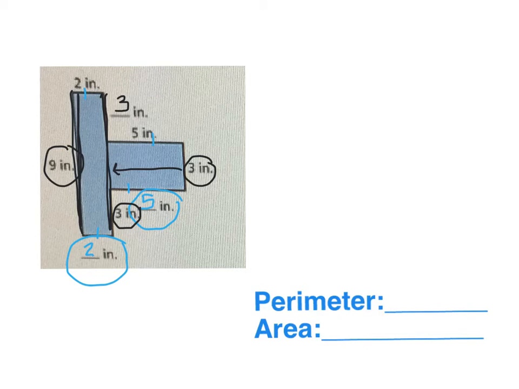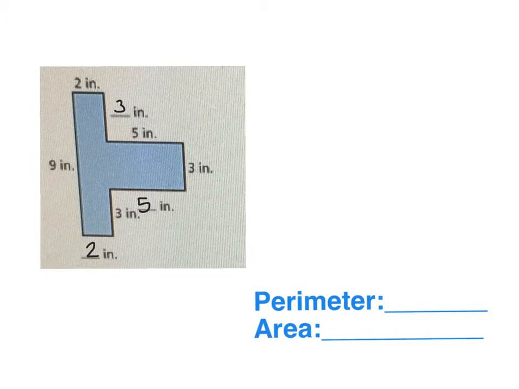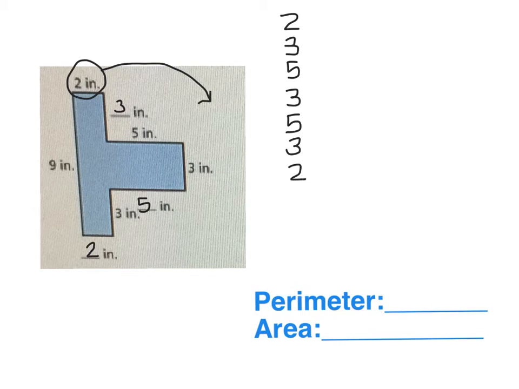Now that I've filled in my blanks, I can move ahead with finding my perimeter. When we find our perimeter, we always start at the top and we work our way clockwise through each one of the sides so that we don't miss any. Starting with 2, then I go 3, 5, 3, 5, 3, 2, and 9. I'm going to double check and make sure that I didn't miss any. I have 1, 2, 3, 4, 5, 6, 7, 8 sides, and I have 1, 2, 3, 4, 5, 6, 7, 8 numbers. I must be good.